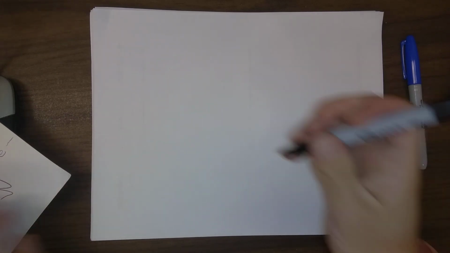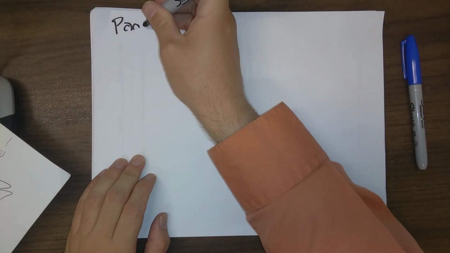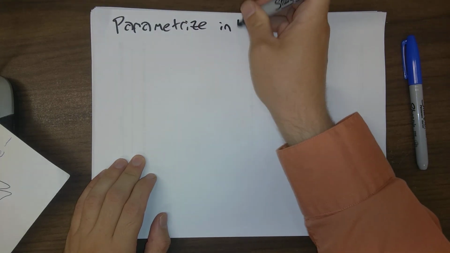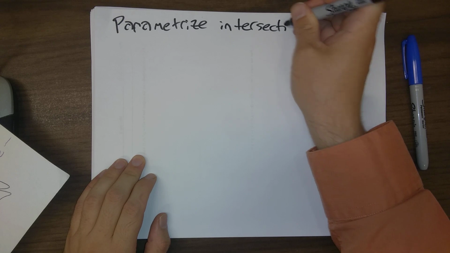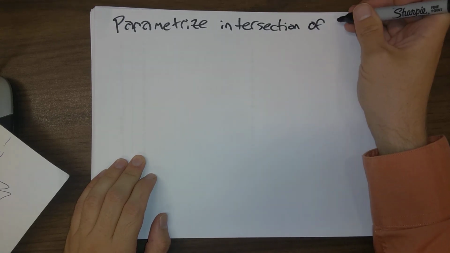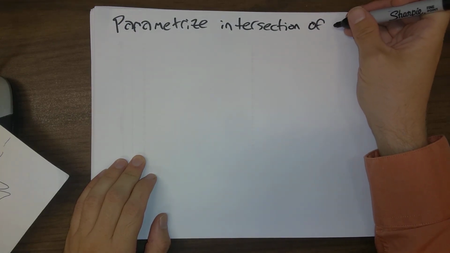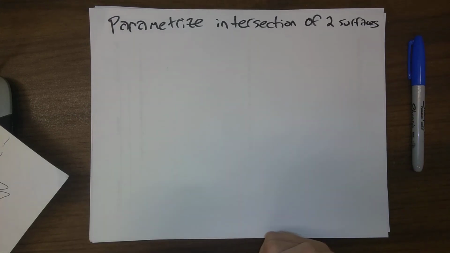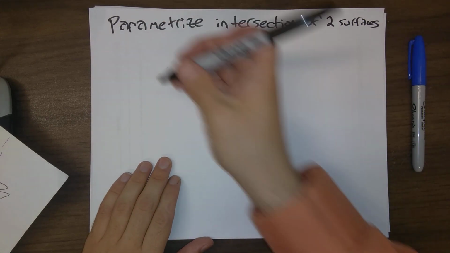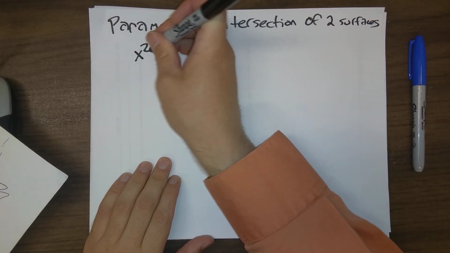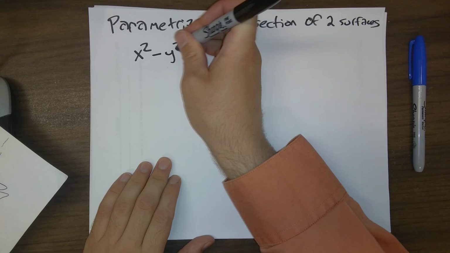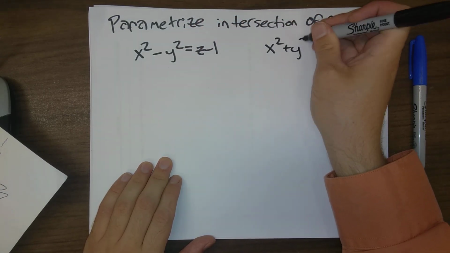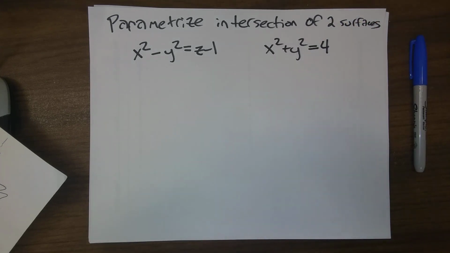We saw how to parametrize the intersection of two curves. And we saw one method for doing that. Sorry, it's not intersection of two curves, but rather intersection of two surfaces. The intersection of two surfaces will give us a curve. And so the example that we did in class was the two surfaces were x squared minus y squared is equal to z minus 1, and x squared plus y squared is equal to 4.